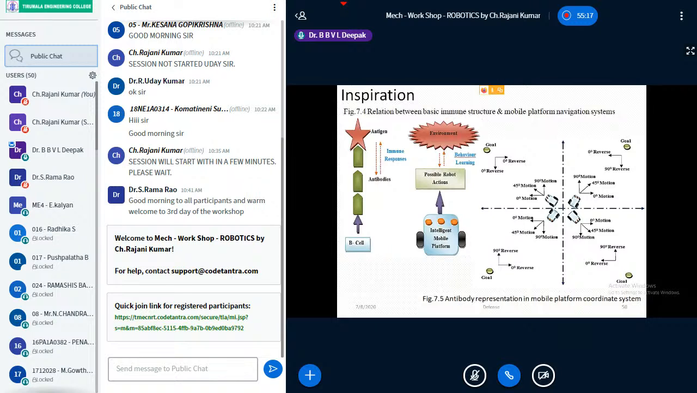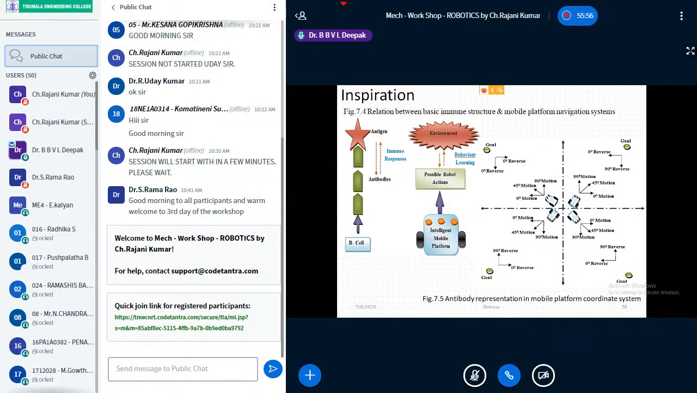Okay, so there are a number of antigens which may cause various effects, maybe cold, cough, fever, whatever it may be. Whenever these bacteria or viruses influence the human body, our immune system reacts to them, and it generates antibodies specific to each and every type of antigen.